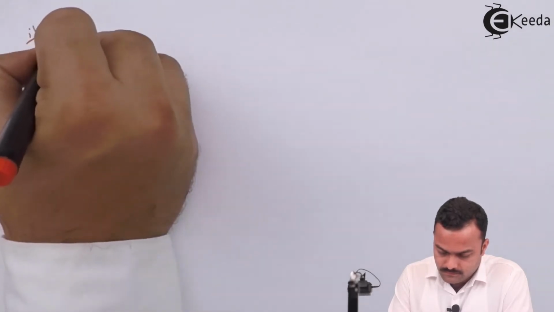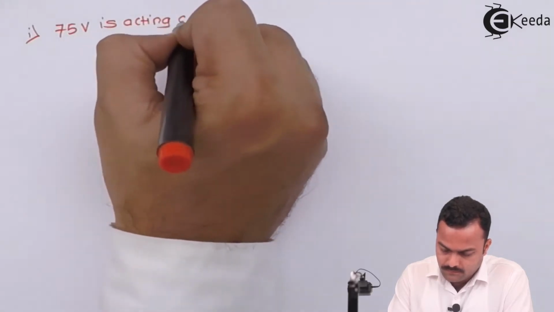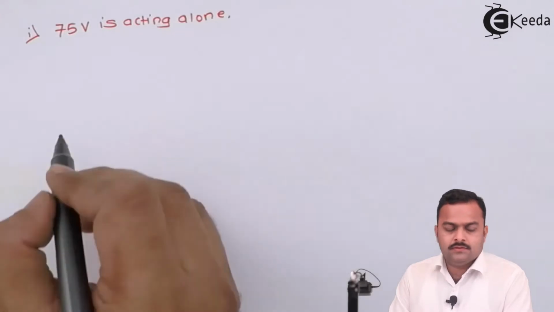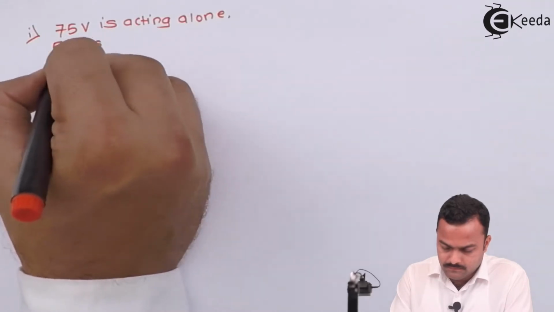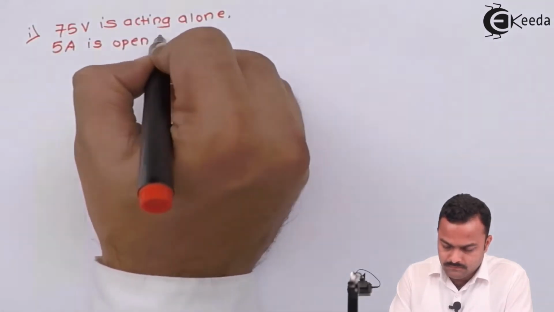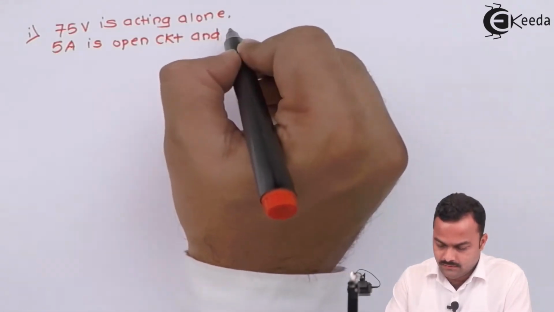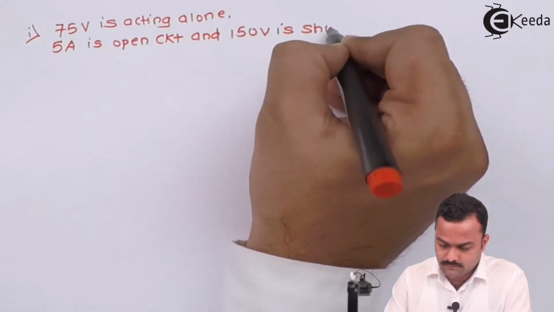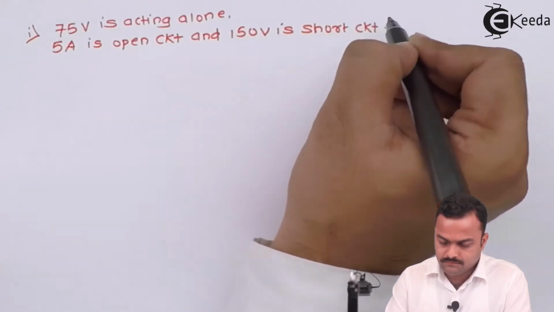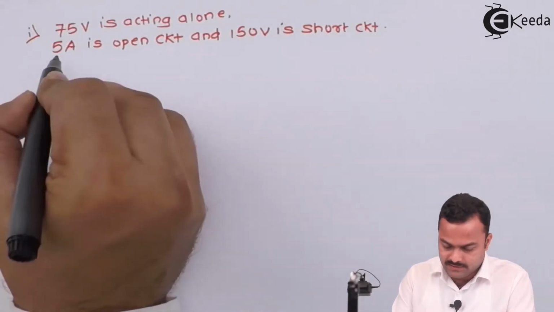So let's consider 75 volt acting alone. What we'll do for 5 ampere? 5 ampere will be open circuited. And the other voltage source, that is 150 volt, will be short circuited. So there will be a change in the circuit. So let's redraw the circuit by considering these changes.